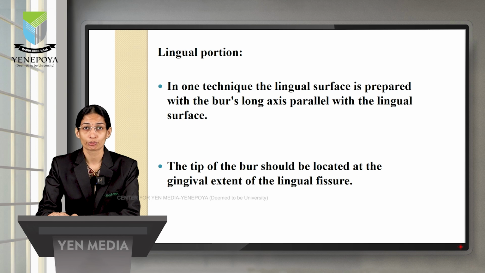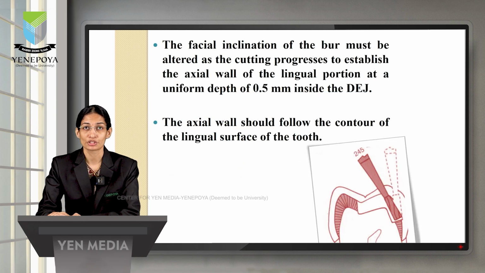Now, how do we do the lingual portion? In one technique, the lingual surface is prepared with the burr's long axis parallel with the lingual surface. The tip of the burr should be located at the gingival extent of the lingual surface. The facial inclination of the burr must be altered as the cutting progresses to establish the axial wall of the lingual portion at a uniform depth of 0.5 mm inside the dentino-enamel junction. The axial wall should follow the contour of the lingual surface of the tooth.